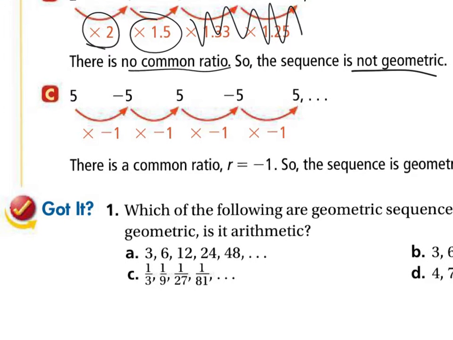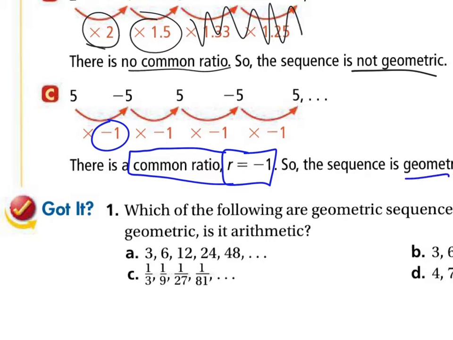And then part C, this is a little different, but the sign's just changing every time. So they're just multiplying by -1 every time. So our common ratio is -1, and so it is geometric.